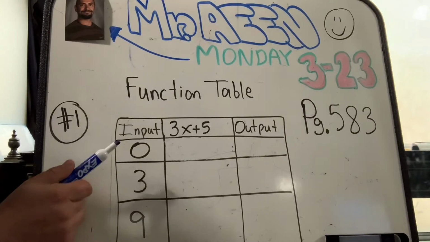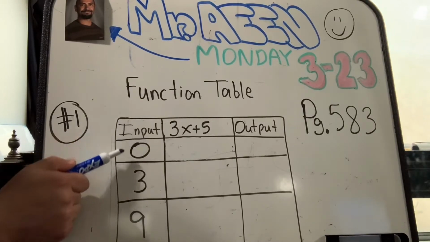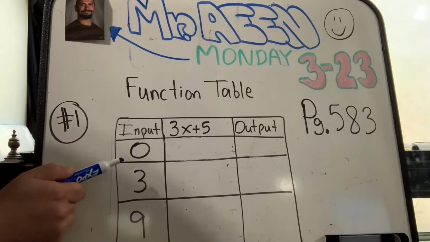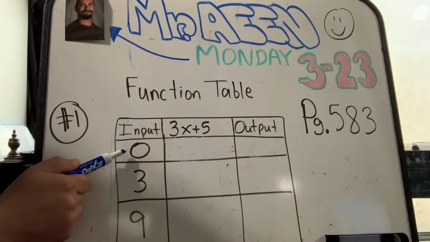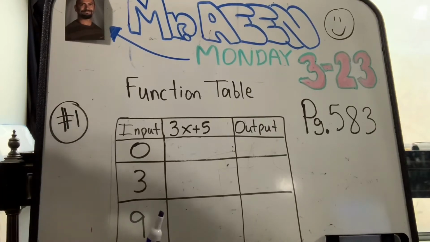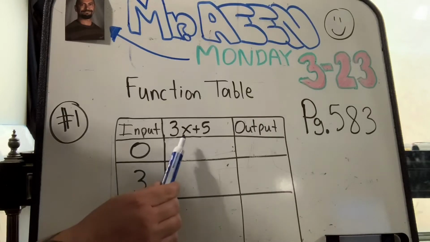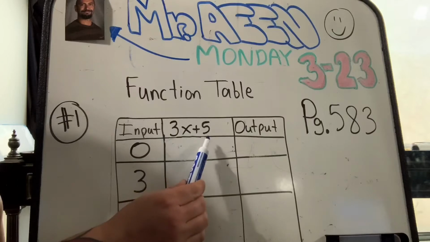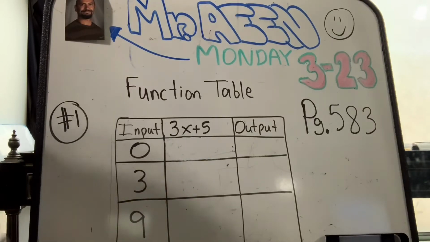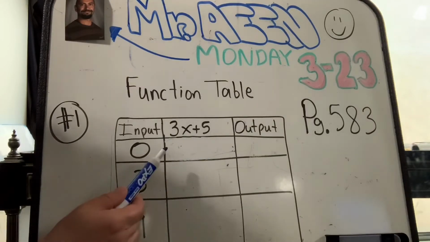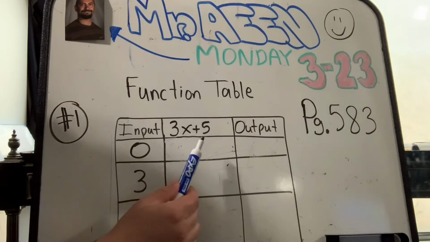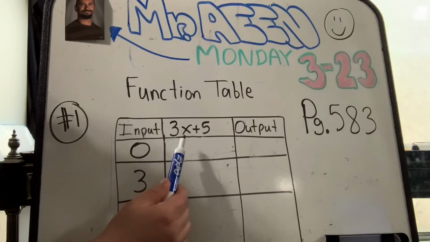Okay, so take a look. First column is your input column. So this is where you put stuff in the machine. So for this lesson, we're gonna put numbers in the machine. So we're gonna put a number 0. And what does the machine do? The machine takes your number, multiplies it by 3, and then adds 5 to it. That's what the machine does every time. Only this machine. Different machines or functions will do different things. But for number 1, that's all we're gonna do.